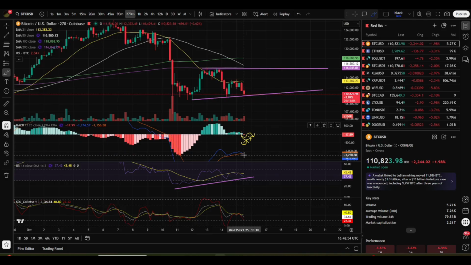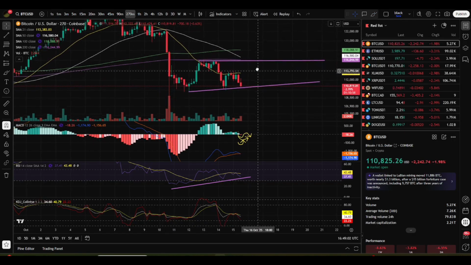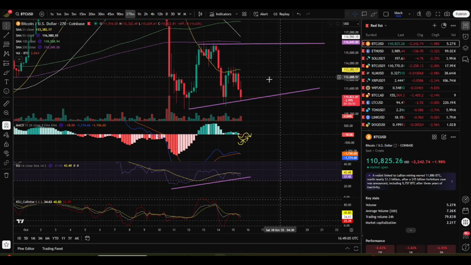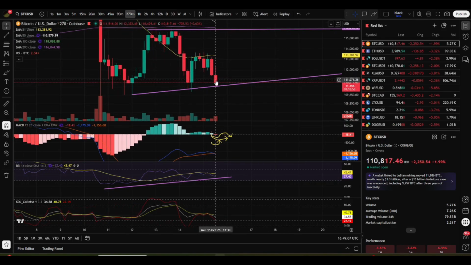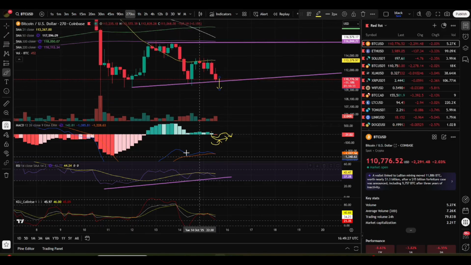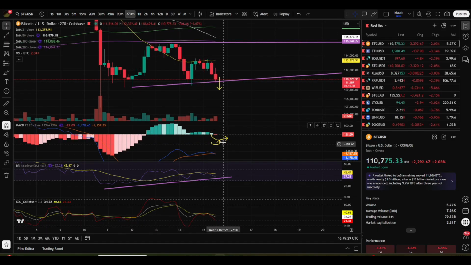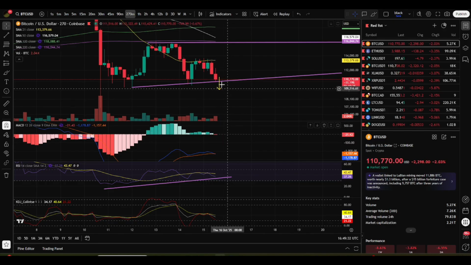Now, where we are right now with this discussion, it's important to note that candle right there. If this next candle on the 270 minute timeline goes like this and breaks down through this trend line, well, that's an indication. So that's probably what I will be looking for next.